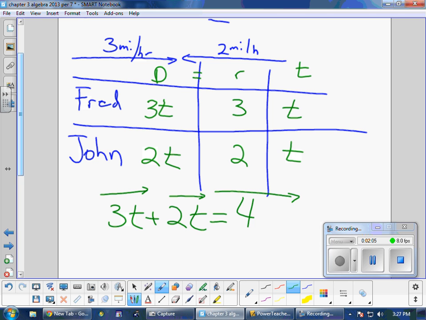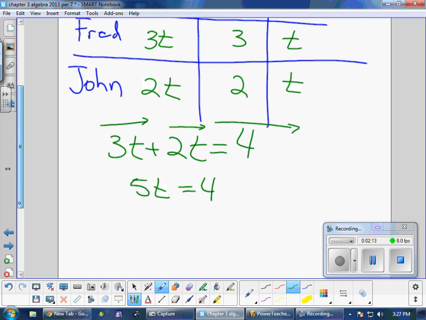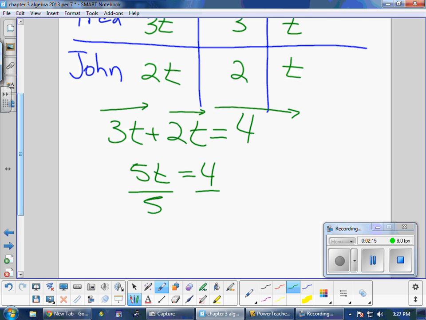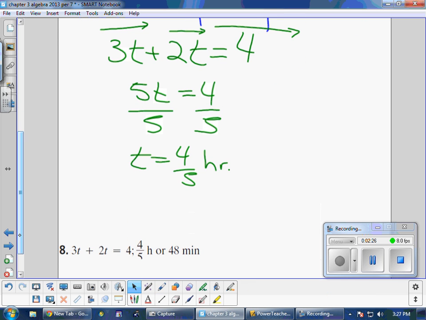Okay, so how do we solve this? Add 2 and 3 together, we get 5t equals 4. We're going to divide both sides by 5. And t equals 4/5, and that's 4/5 of an hour. And 4/5 of an hour is actually 48 minutes, but how do we figure that out?